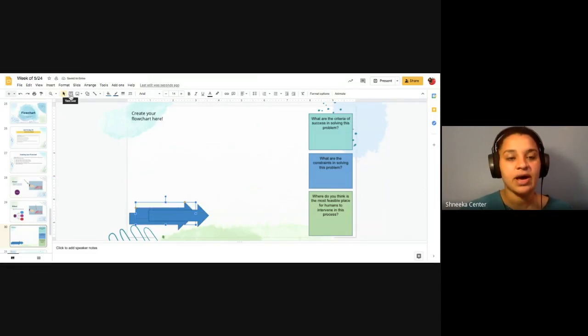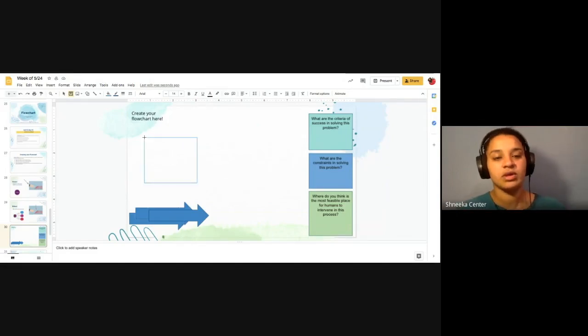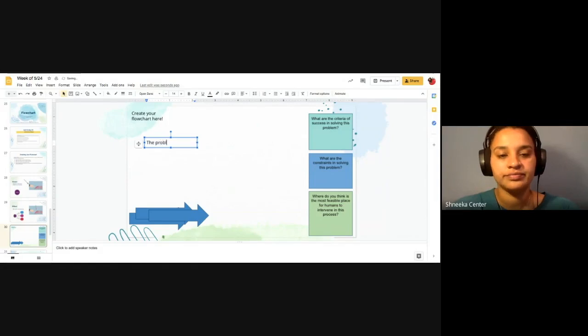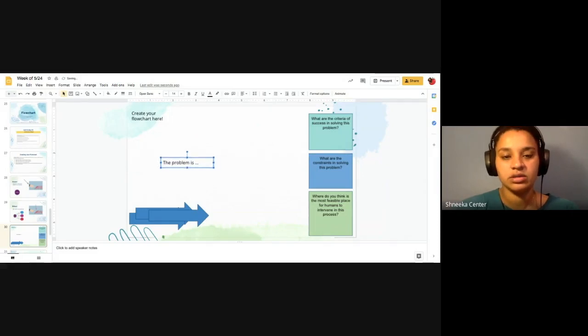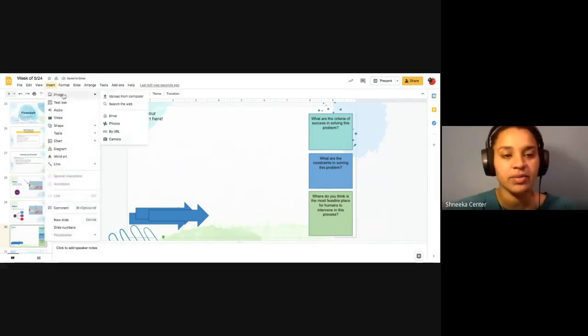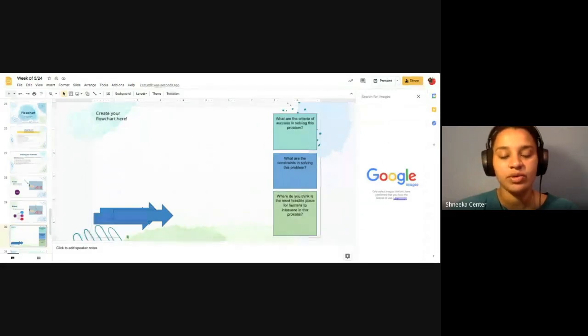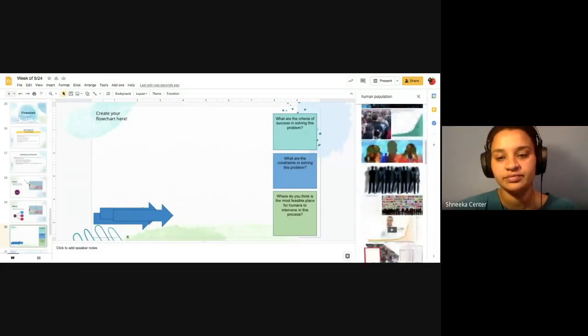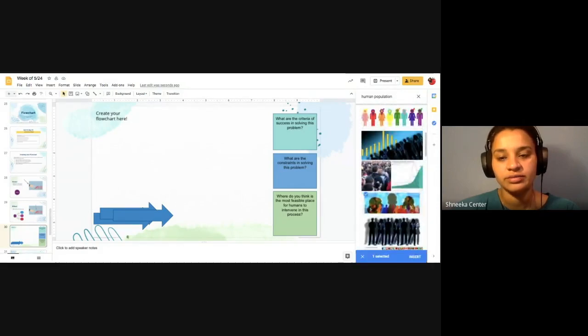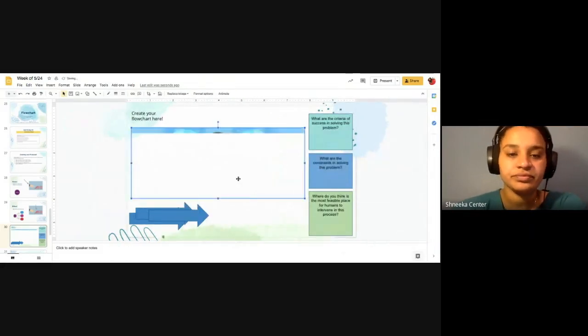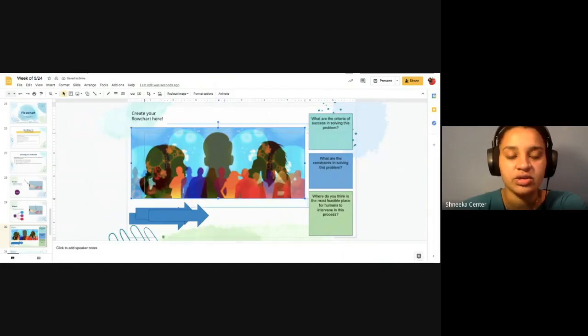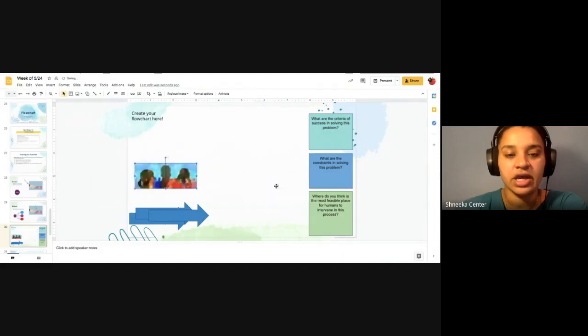Remember, you can also create a text box by clicking text box and typing. So you can drag and move the text box wherever you want it to go. You can also insert pictures by going Insert Image, search the web, and then you have this space over here where you can type in problem. You can say human population. And there's all these graphs here, pictures that you can use. When you find one you want, you click it and you press insert. And then to resize the picture, you grab the corner boxes and drag it to your desired size.